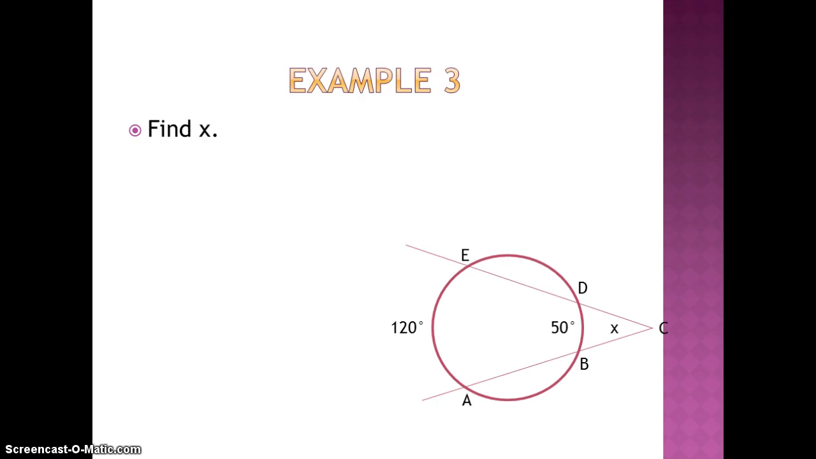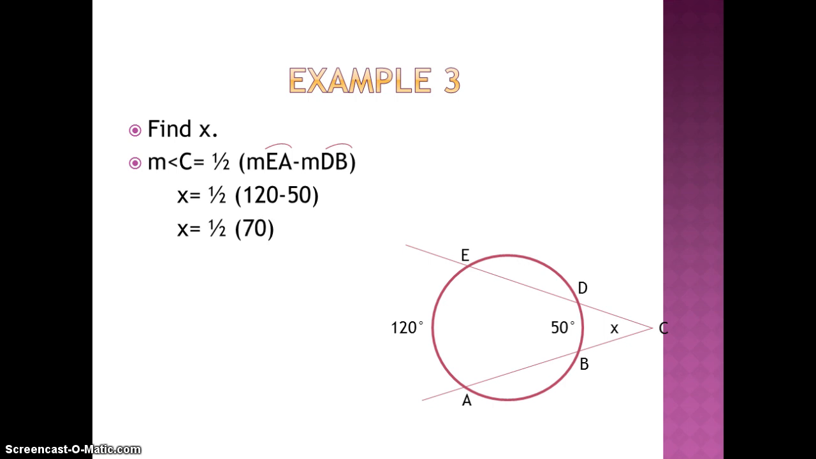Example 3, we're going to find x. Measure of angle C equals 1/2 the measure of arc EA, which is our big arc, minus the measure of arc DB, which is our smaller arc. X equals 1/2 of 120 minus 50. X equals 1/2 of 70. X equals 35.